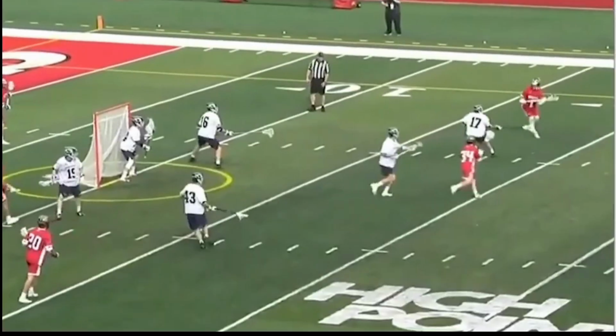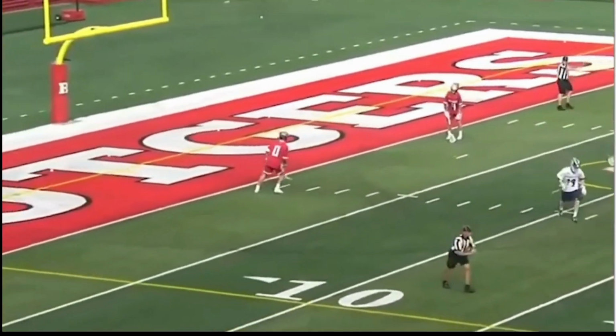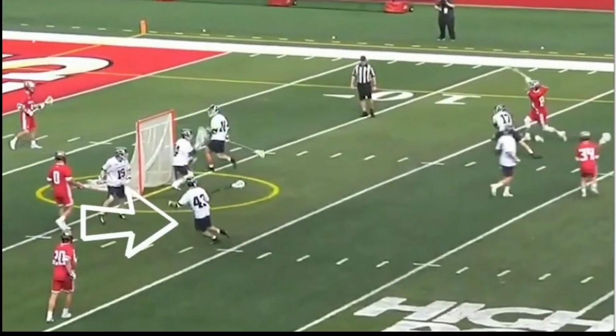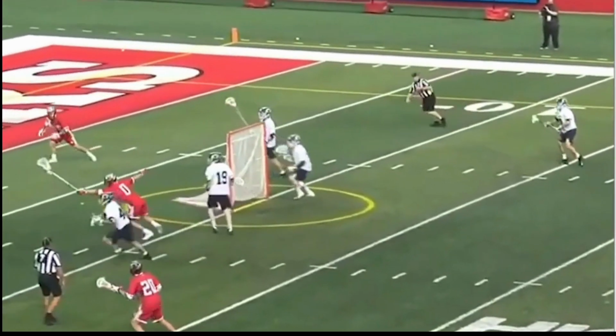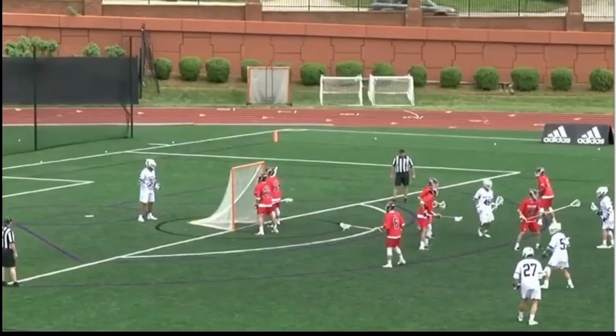Here is an example. So we have a shot, right? And that white player, 43, is going to take off right here, and he is going to be closest to where it was out of bounds when it was out of bounds.